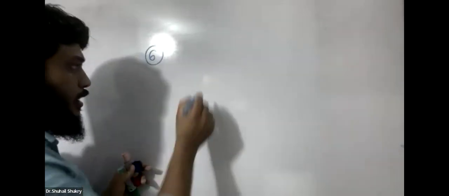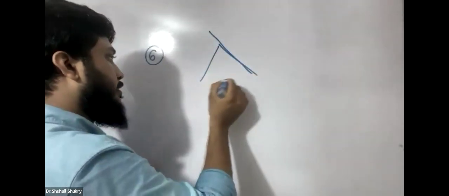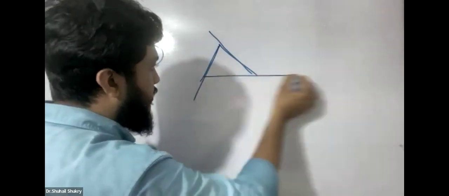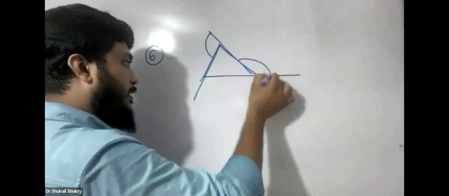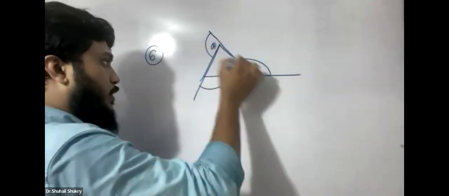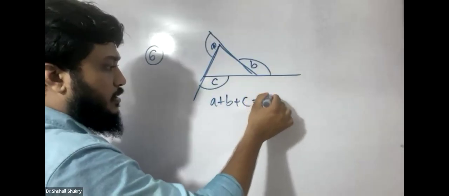Number 6: the sum of the exterior angles of any polygon is 360 degrees. If you extend each angle like this and add all the exterior angles, that will be equal to 360 degrees. For example, if you take A, B, C, then A plus B plus C will be equal to 360.